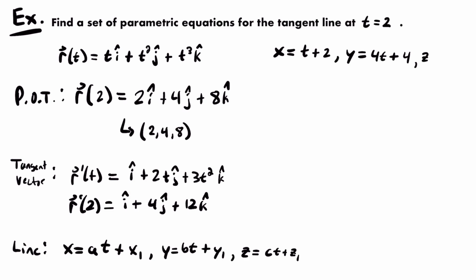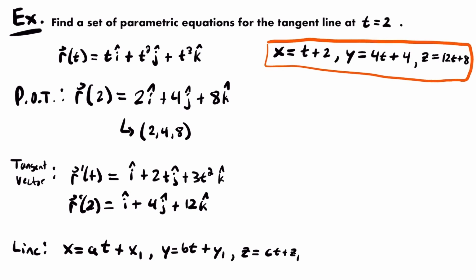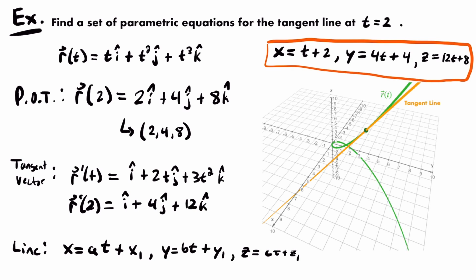And then finally for z, that will be equal to our z component of the direction vector, which is 12, multiplied by t. So we have 12t, and then we'll add the z coordinate from our point, which is 8. So we have 12t plus 8. And that right there would be a set of parametric equations for the tangent line at t equals 2 for this vector function. Okay, and so to get an idea of what that looks like graphically, I'll put the 3D render up here on the screen now of the space curve represented by this vector function, along with the tangent line at t equals 2 represented by the parametric equations that we just set up.